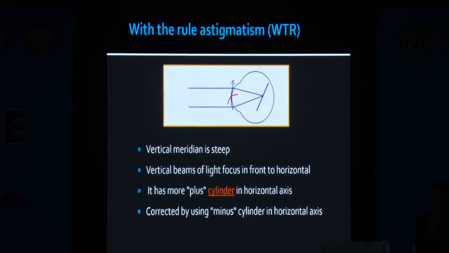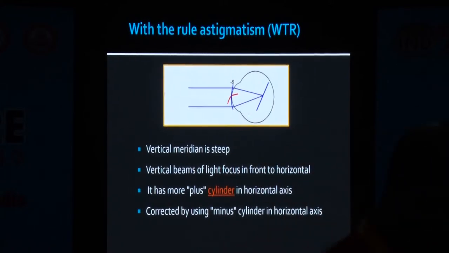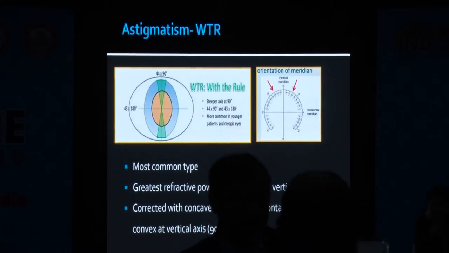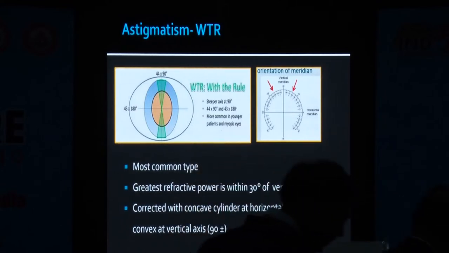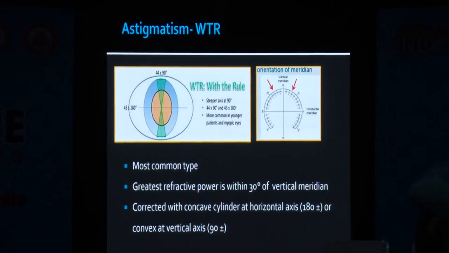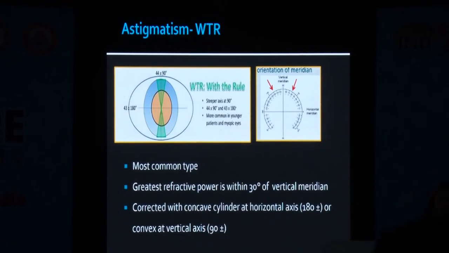Coming to the first category, the with the rule astigmatism, the vertical meridian is steep. The vertical beam of light focuses in front of the retina and forms in the horizontal axis. It has more plus cylinder in the horizontal axis, and it is corrected by using a minus cylinder in the horizontal axis. This gives you the picture of what range the with the rule astigmatism can be. It's the most common type of astigmatism. The greatest refractive power is within 30 degrees of the vertical meridian, which is shown in the picture on the left side, corrected with a concave cylinder at horizontal axis of 180 degrees.